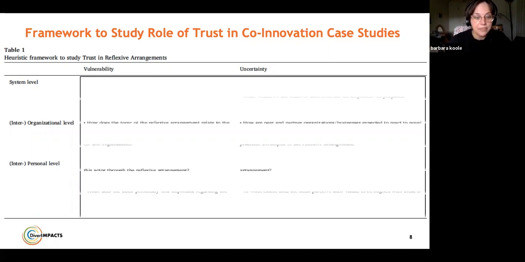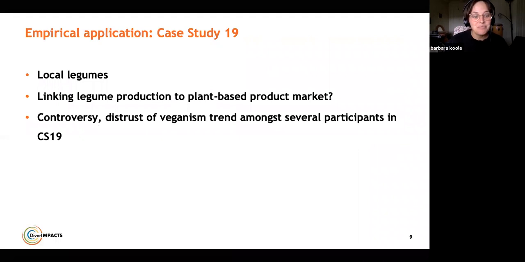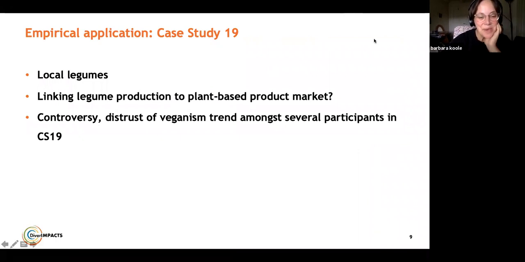So right now, please don't read all of these questions because it's a lot, but I have also formulated questions that you can ask in order to really see, hey, what is happening on this level? What is happening on this level, in order to use this lens. So quickly go to the next slide. So that was the theoretical methodological part.